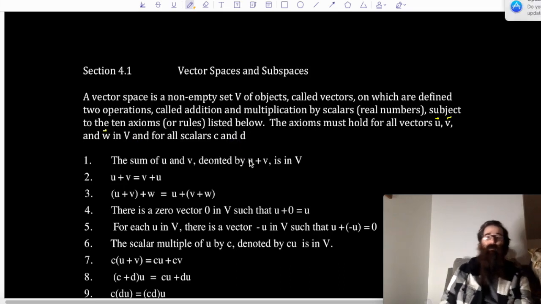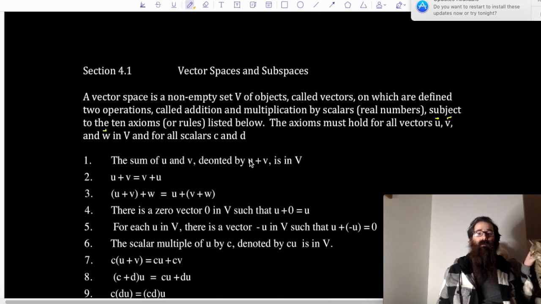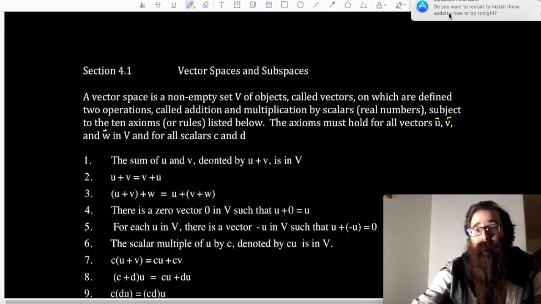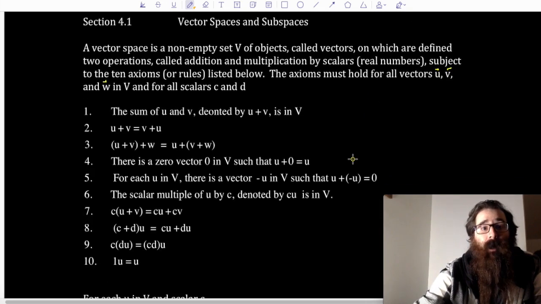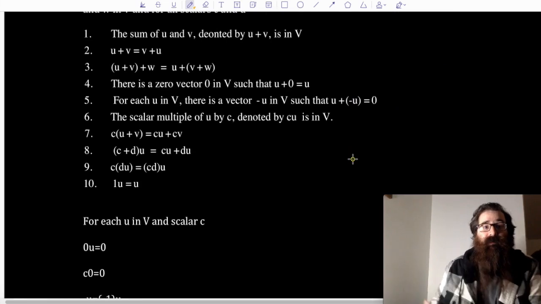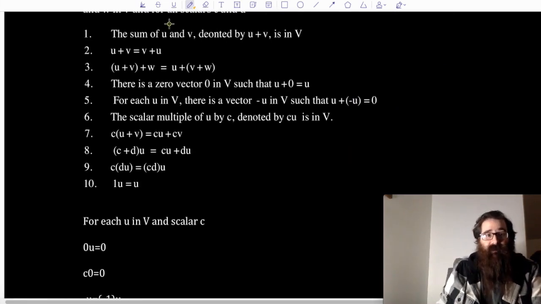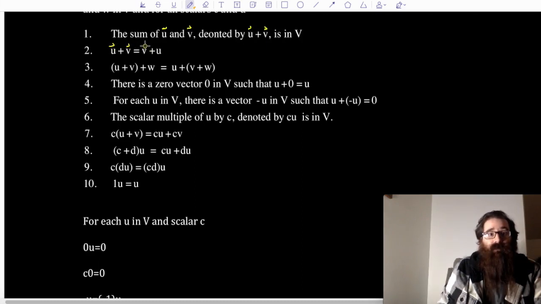And Lily's here to help us with those 10 axioms. Let's talk about it. First of all, we need the sum of vectors u and v, denoted by u plus v, is in the vector space capital V. Second, how I add the vectors doesn't matter, right? We have this nice commutative property that u plus v is the same as v plus u.